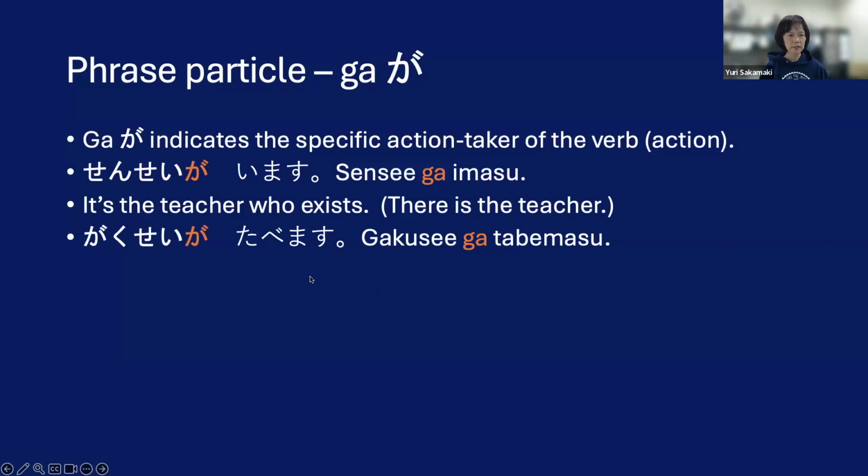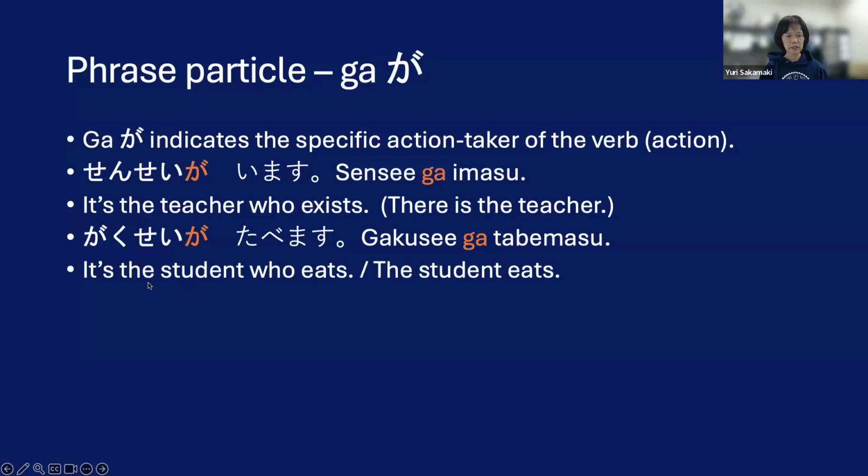Or you can say, 学生が食べます。So no one eats the student. It's the student who eats. We don't know what. And in Japanese, you don't have to say what all the time, right? It sounds a little bit strange in English to say the student eats. I want to say, well, eat what? But in Japanese, this is a very natural sentence. I'm just talking about who does what.